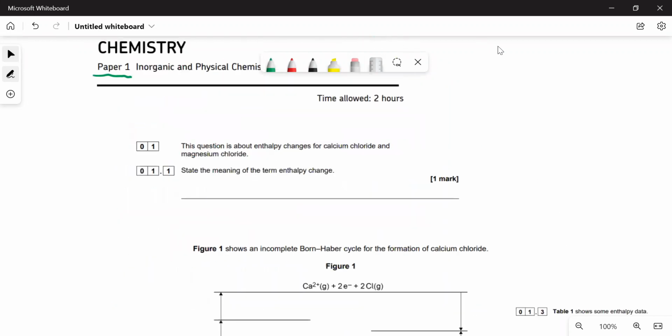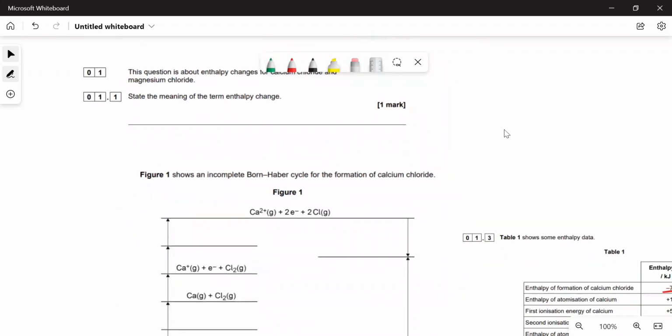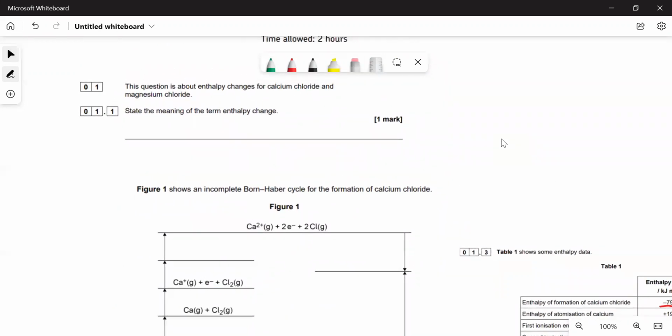about the Born-Haber cycle. Okay, so here we go. Question one. State the meaning of the term enthalpy change. This is a question that comes up not very often, every now and again, and lots of people get it wrong because the strict definition of enthalpy change is the energy change at constant pressure. You need the constant pressure bit.